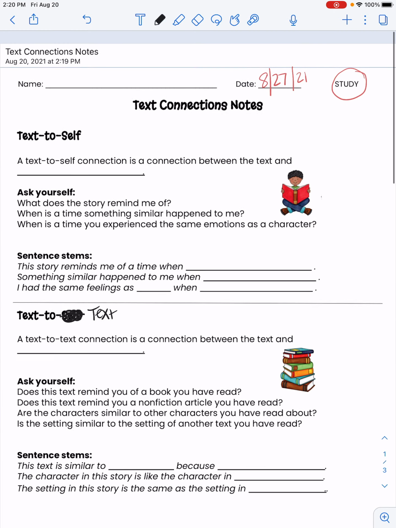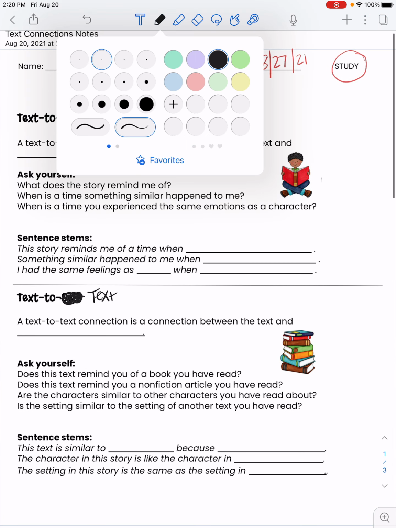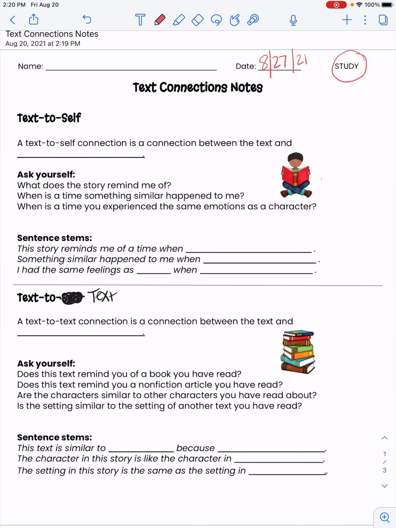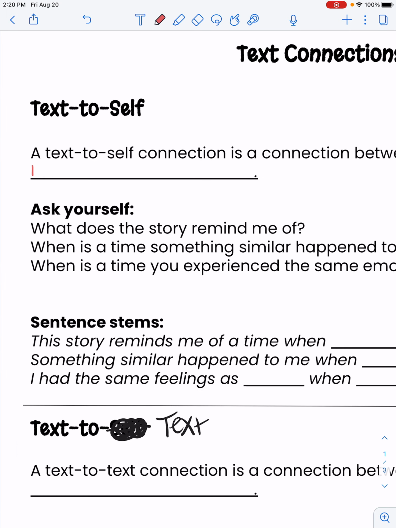So we're going to start up at the top and we're going to fill in the blanks for text to self. So a text to self connection is a connection between the text and your, I'm going to zoom in a little bit, and your life or experiences. So this is when you're reading something and something connects with you personally.